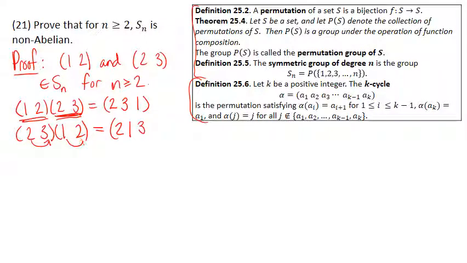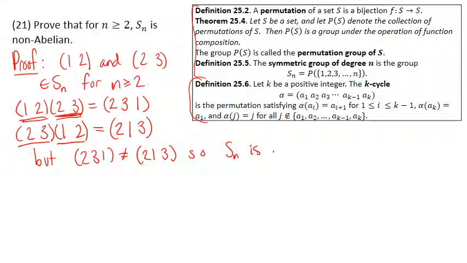And then what happens to 3? 3 doesn't get moved in here at all, and then in this one 3 gets moved to 2. So it's just this cycle, (2 1 3). Okay, so I think you can see these are not the same cycle. So (2 3 1) does not equal (2 1 3). So Sn is not abelian.